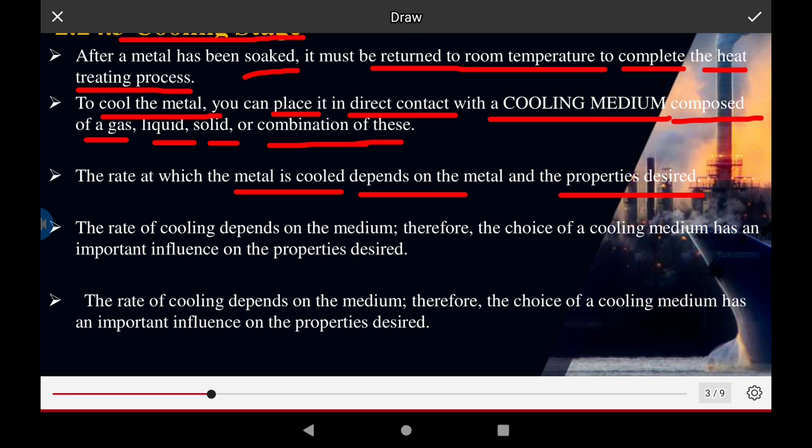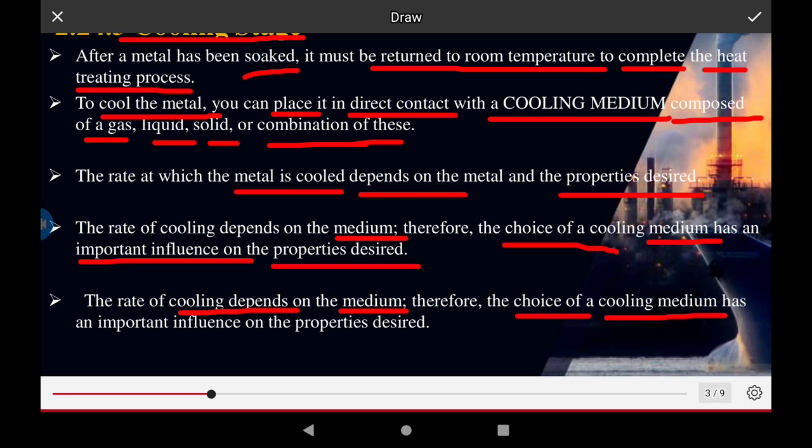The rate of cooling depends on the medium. Therefore, the choice of the cooling medium has an important influence on the properties desired.